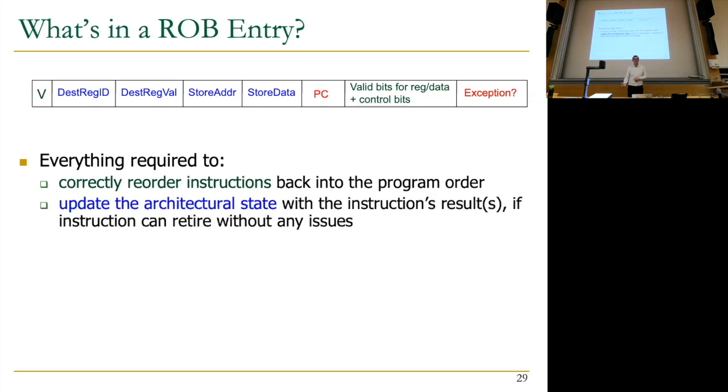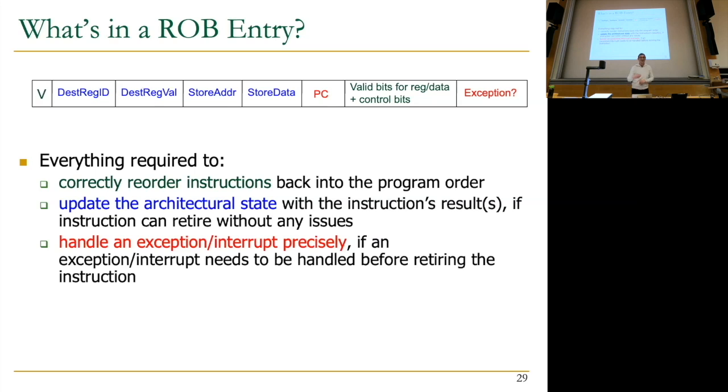Update the architectural state with the instruction's results, if the instruction can retire without any issues, when it becomes the oldest instruction in the machine, and handle an exception or interrupt precisely, if an exception or interrupt needs to be handled before retiring the instruction. Basically, you need everything that's needed to support this. That's why this reorder buffer is relatively large, with an entry for every instruction that's decoded but not yet retired. Once an instruction updates the architectural state and gets retired, you deallocate the reorder buffer entry for that instruction so that a new instruction can be brought into the machine by decoding. Does this make sense? Okay, good.